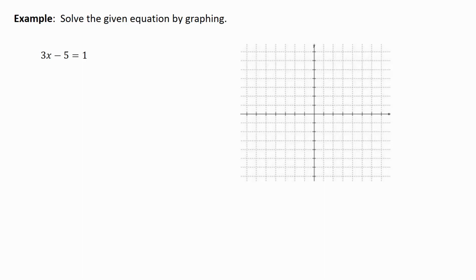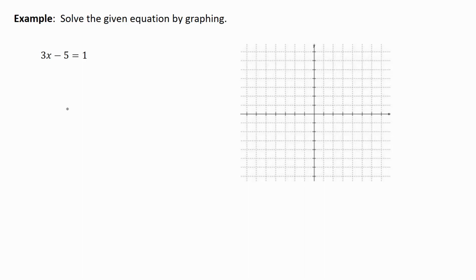In this example, let's solve the given equation by graphing. The given equation is 3x minus 5 equals 1. Yes, I know you could solve this by hand easily, maybe even in your head. You could just add 5, get 3x equals 6, divide by 3, get x equals 2. But that's not the point of this example.